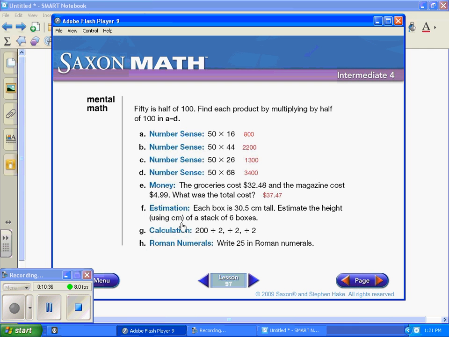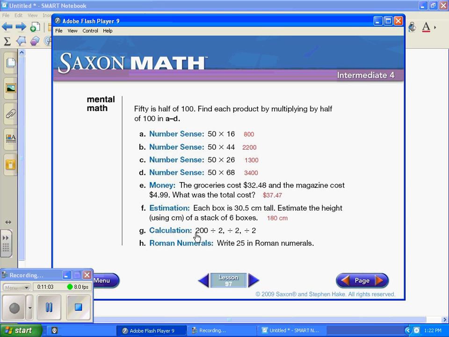Okay, estimation. Each box is 30.5 centimeters tall. Estimate the height using centimeters of a stack of 6 boxes. Now I could round 30.5 off to 31, but then it would make it a little bit more difficult to work with 6. So if I just round it off to 30, it's totally okay to do that to make it easier to work with and more compatible. Remember talking about compatible numbers? Okay, think 6 times 30, and our estimate is 180 centimeters.